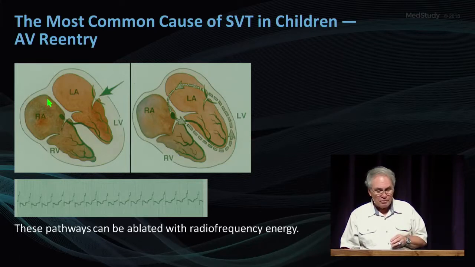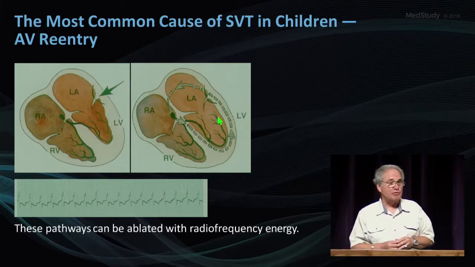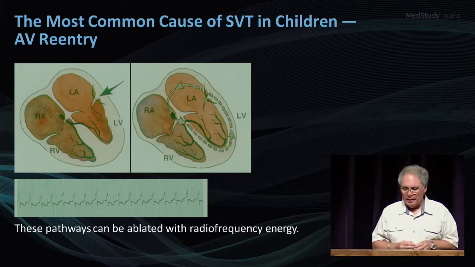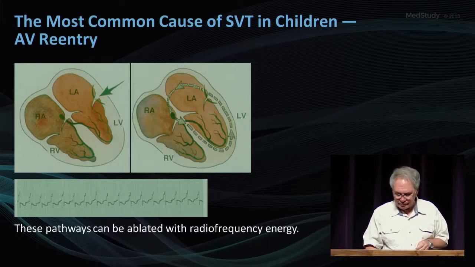An impulse goes down the His-Purkinje system, but because there is a connection between the atrium and the ventricle, an accessory pathway, the impulse can go down into the muscle, find this pathway, go up, down, up, down, up, down, and this is the reentry pathway of most of the cases of supraventricular tachycardia in the neonate and young infant.